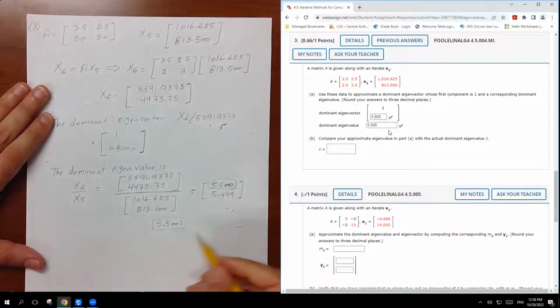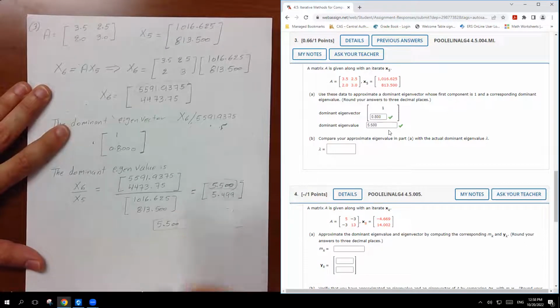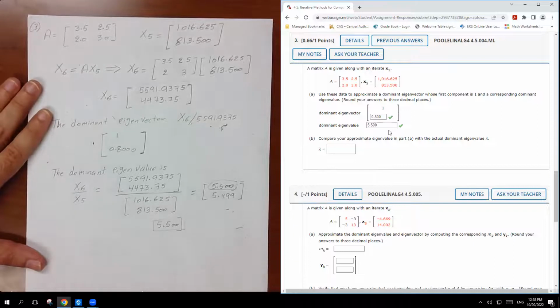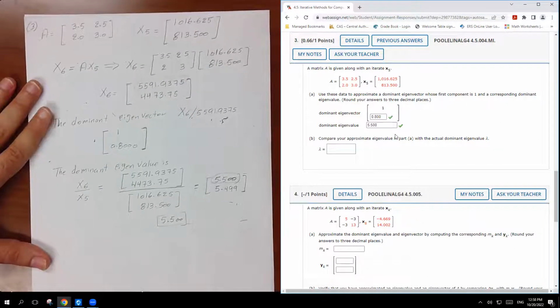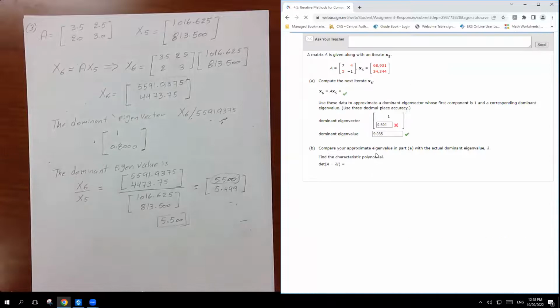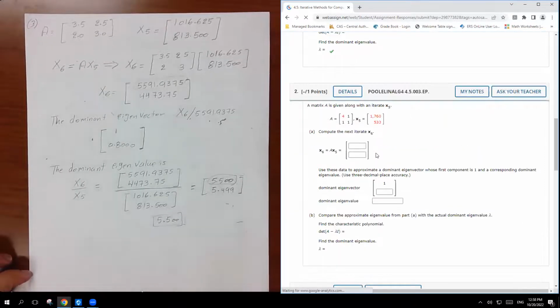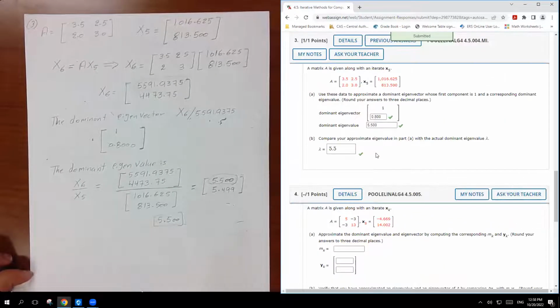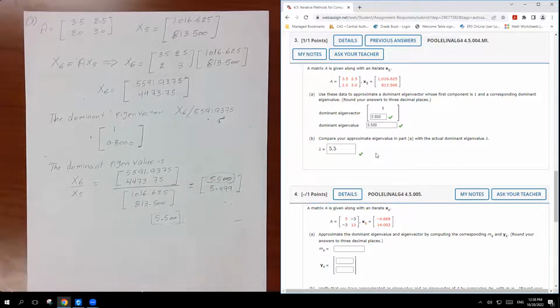So the exact one now, if you work on the exact one, compare the approximation value with the actual dominant eigenvalue. The actual dominant eigenvalue is 100% going to be 5.5. If you do the characteristic polynomial, you're going to get the actual eigenvalue 5.5. You're also going to use the quadratic formula because you're going to get decimals, or 5.5 like a fraction, and you have to simplify it.